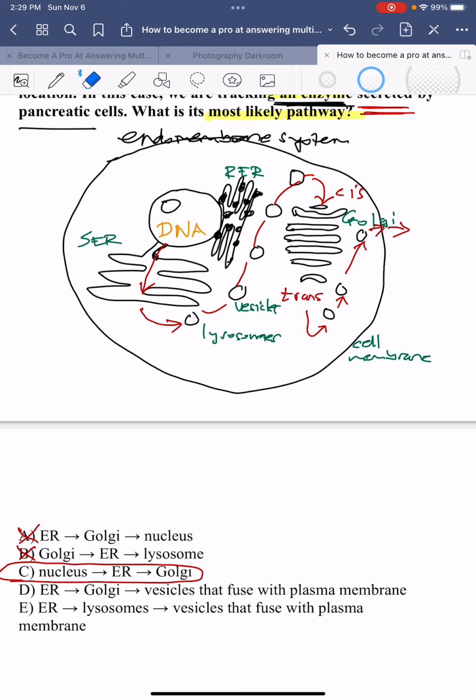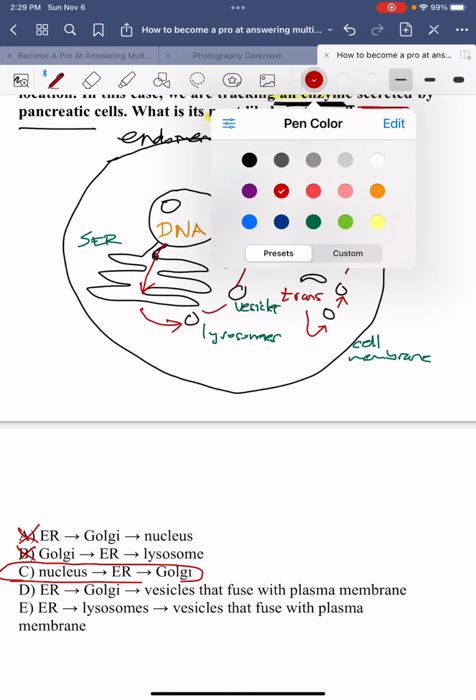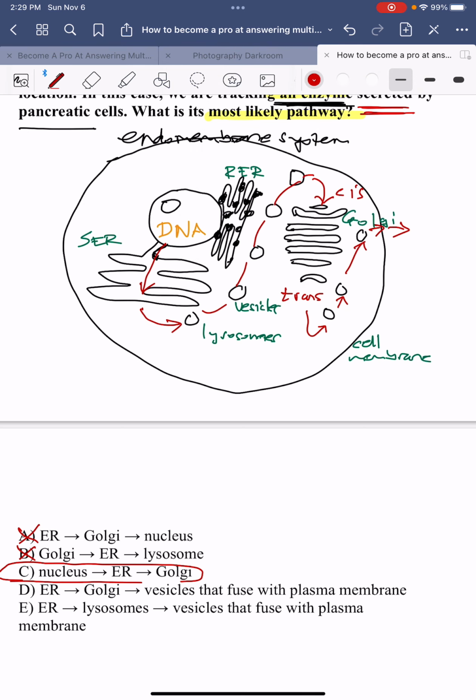It says D, ER, Golgi, vesicles that fuse with the plasma membrane. So let's see. This includes some information about the vesicles fusing with the plasma membrane, and this we didn't see before, and that's important because that tells us that it is being secreted, right? If it's going to fuse with the plasma membrane, it's going to go out of the cell. Secreted means to be released out of the cell. So maybe we do have this as a possible answer option, right?